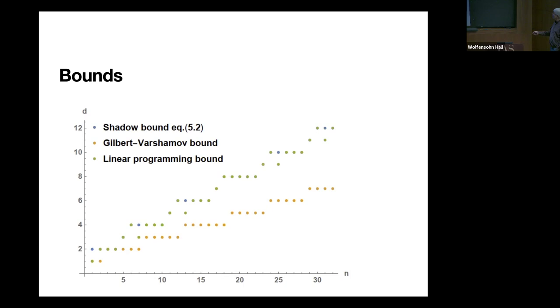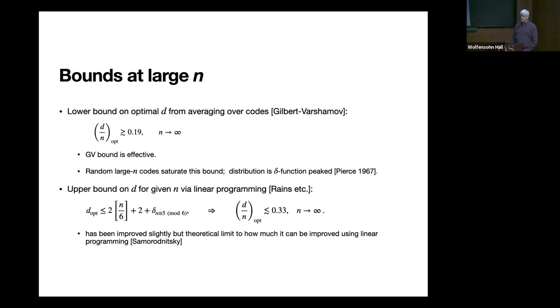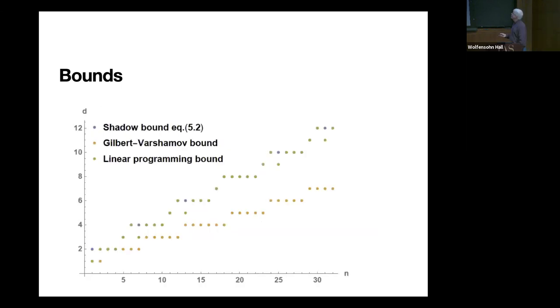Now, there are certain, in fact, up to maybe n equals 24 or 25, I think the upper bound is saturated. It's known what code saturates it, but when you get higher, it's not known if the upper bound is saturated or not. In fact, it's believed that for a large enough n, it's not saturated. So let me talk about what happens to these bounds at large n.